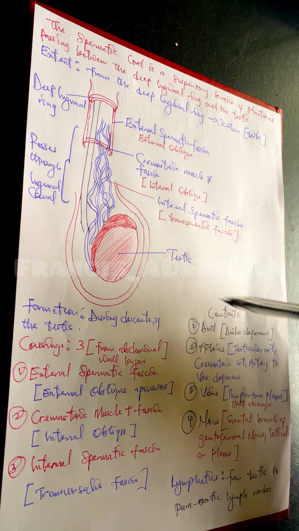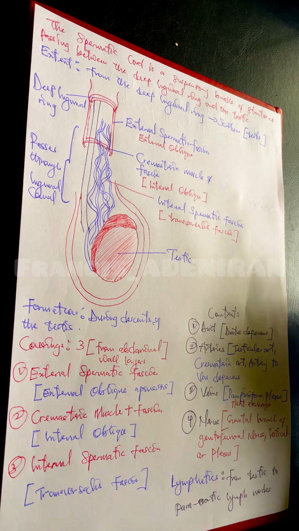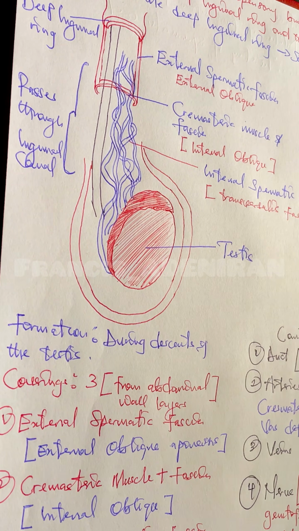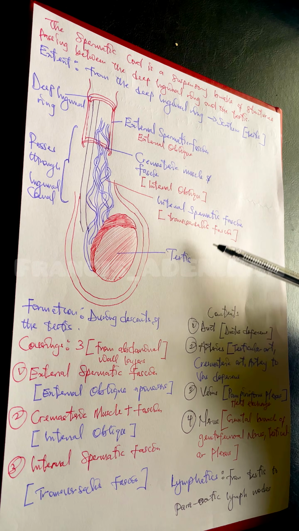Now, the spermatic cord is formed during the descent of the testis. That's the formation of the spermatic cord. It is formed during the descent of the testis. So let's go to the coverings.